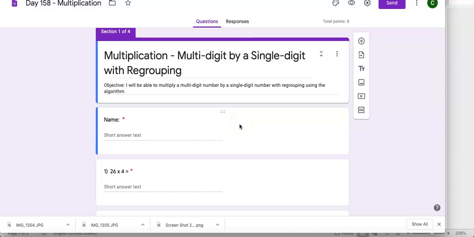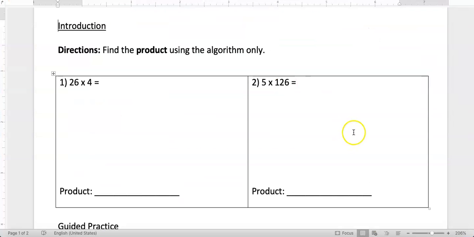So our extra math lesson for today is going to be multiplying. We're going to multiply with regrouping. So our objective is I will be able to multiply a multi-digit number by a single-digit number with regrouping using the algorithm. We are focusing strictly on the algorithm today. We are not going to use any visual representations.